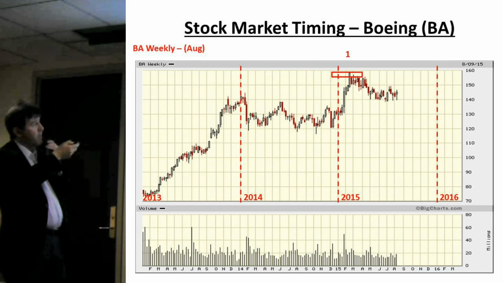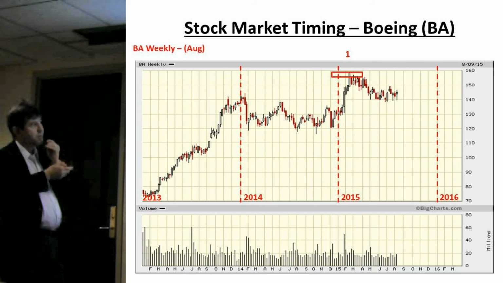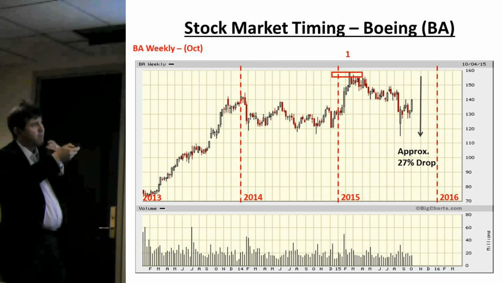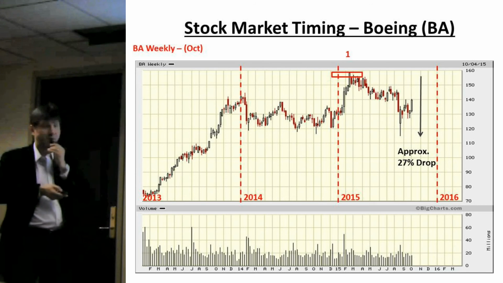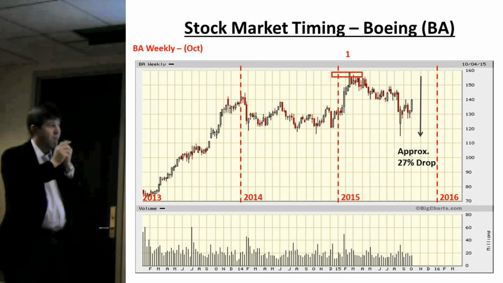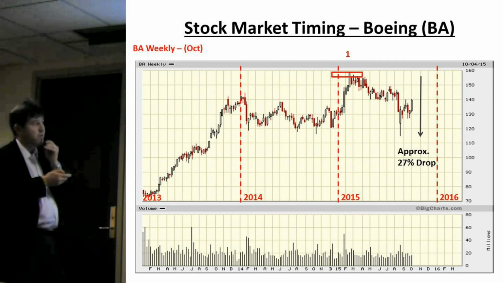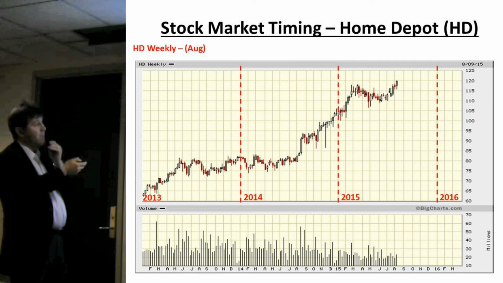Very quickly looking at Boeing. They had a top at a similar time to Apple earlier in the year, and they've come down further. They've seen a 27% drop in their stock. But Boeing was in a bubble, and that bubble is deflating. It hasn't deflated fully yet.